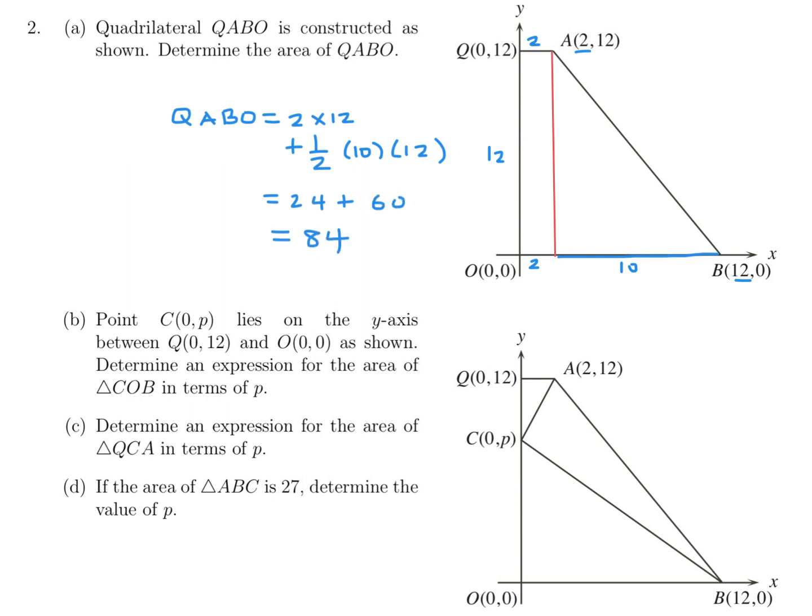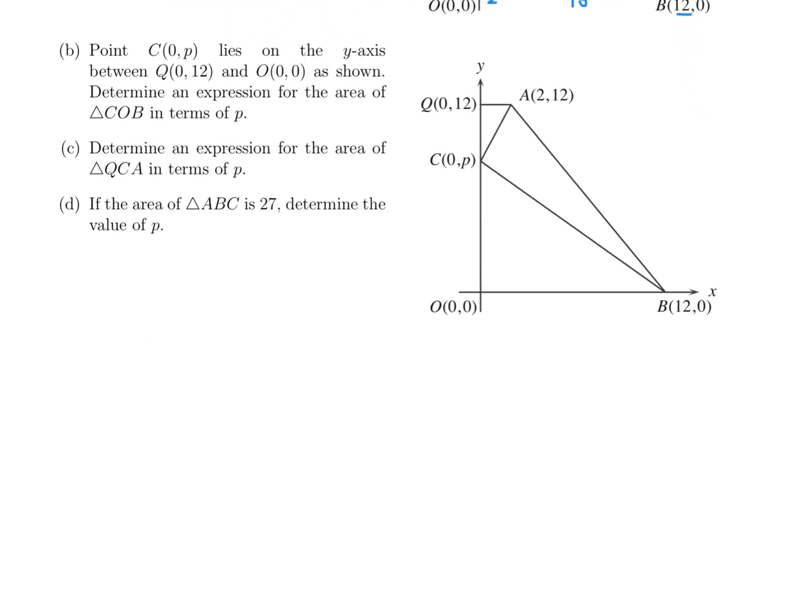Part B. Point C, which is (0, p), lies on the y-axis between Q and O. Determine an expression for the area of triangle COB. Triangle COB. All right, so from here to here is 12, and from here to here is p. So I guess it's just a simple basic 1/2 base times height. I don't think there's anything more to this than that. So that's just 6p. Yeah, all right.